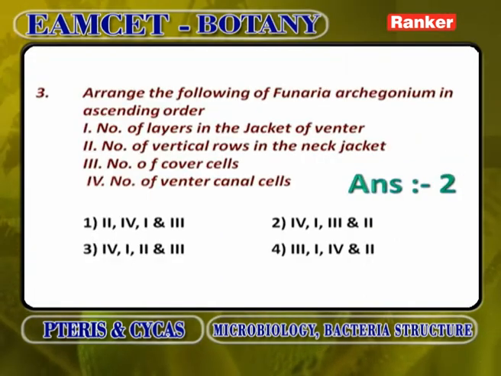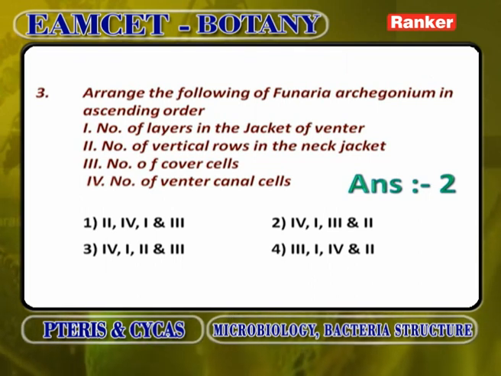Next, arrange the following of Funaria archegonium in ascending order. Ascending order means less number to more number. Number of layers in the jacket of venter, number of vertical rows in the neck jacket, number of cover cells, number of venter canal cells.